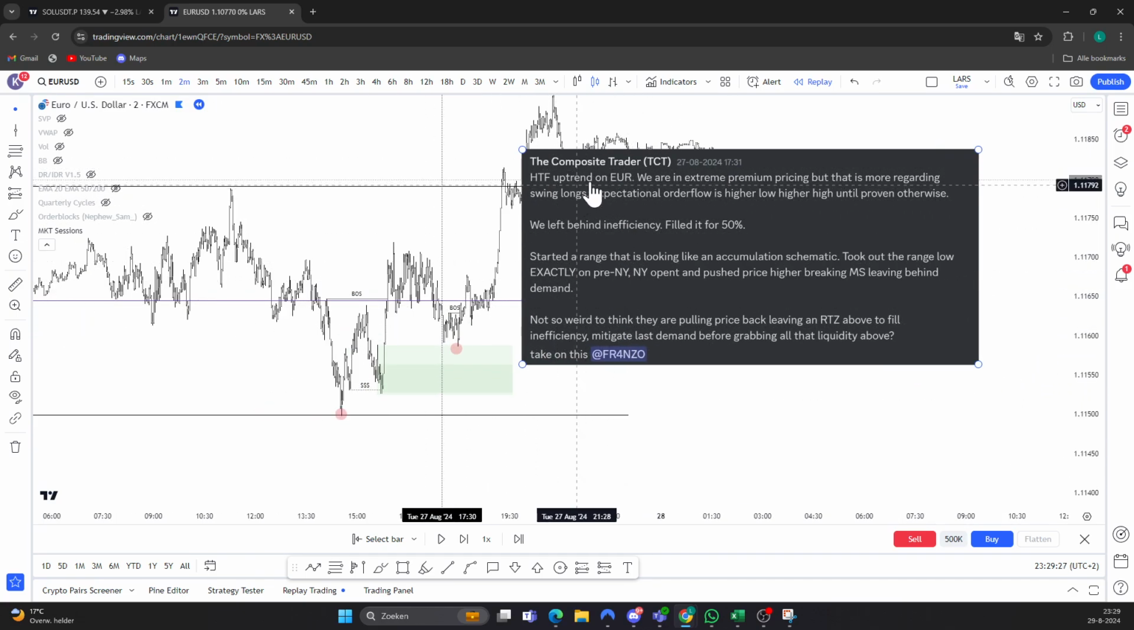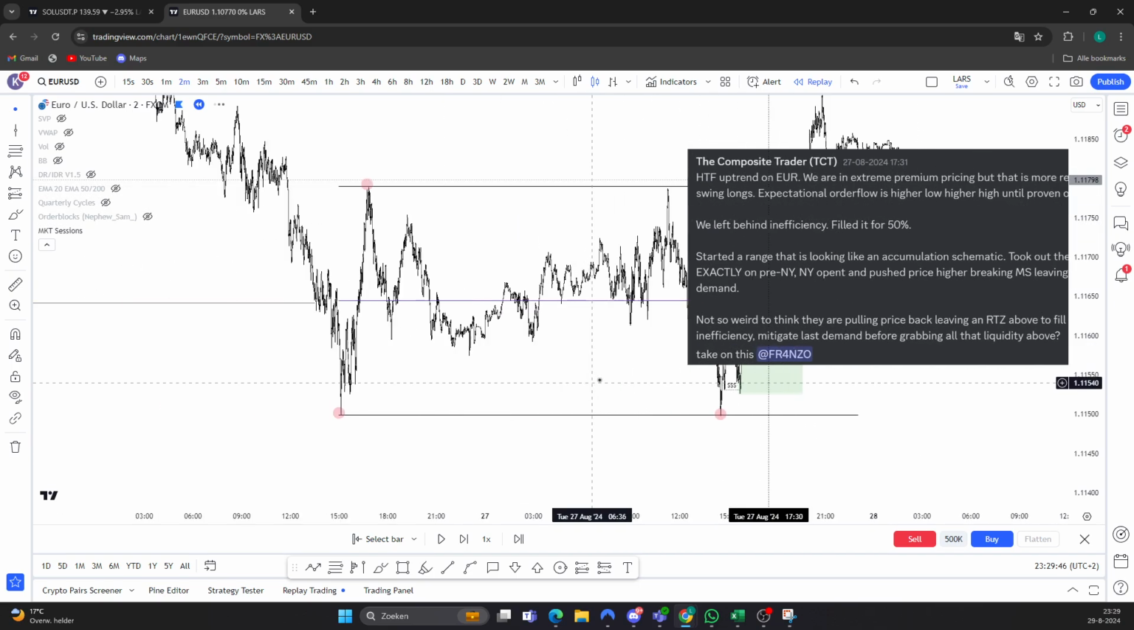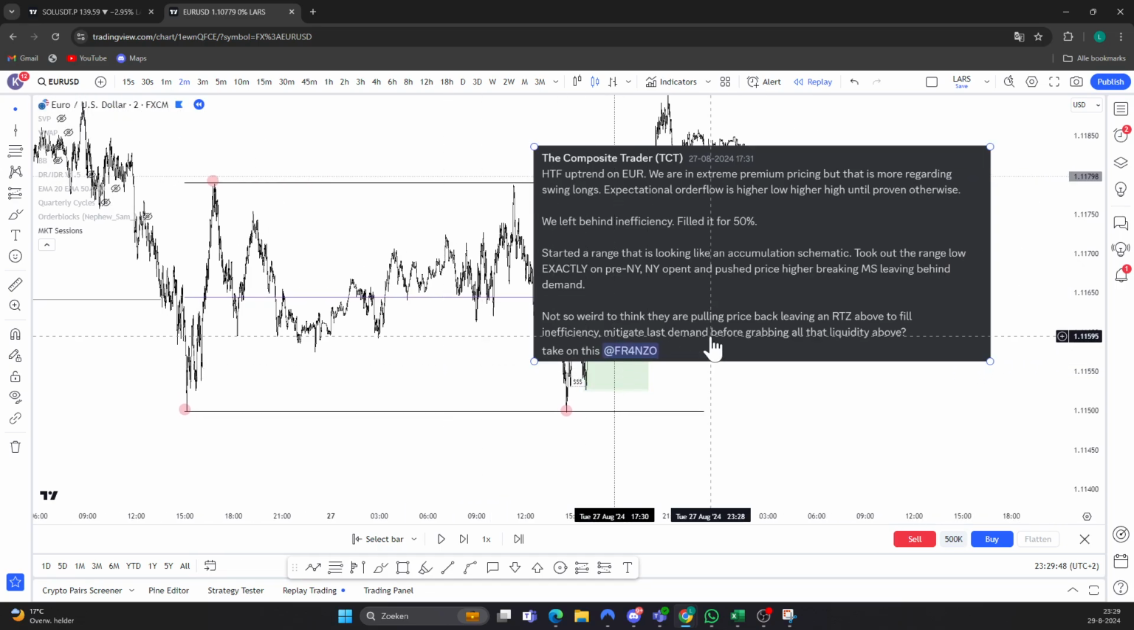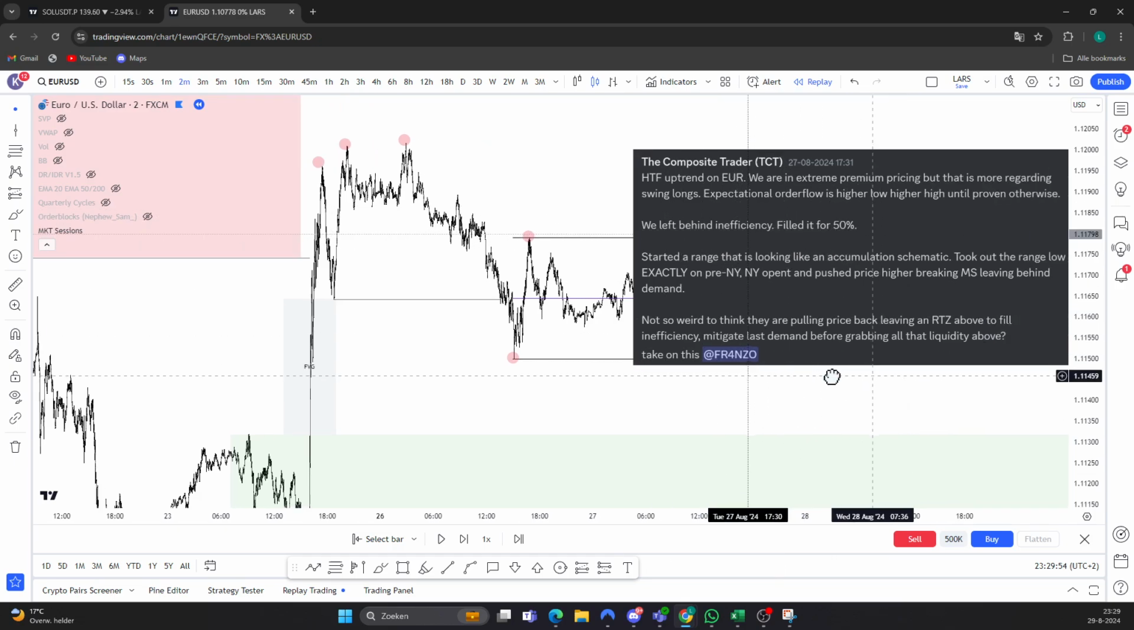I said euro is in a high time frame uptrend. We are in extreme premium pricing regarding that macro range I showed you, but that is more regarding swing longs. Expectational is a higher low for a higher high until proven otherwise. We left behind inefficiency and filled it for 50%, right? And I was talking about this inefficiency right here.